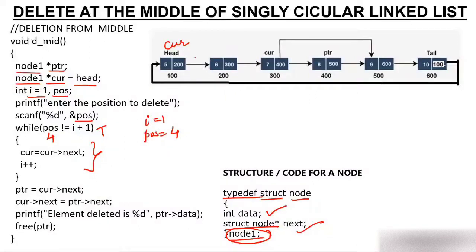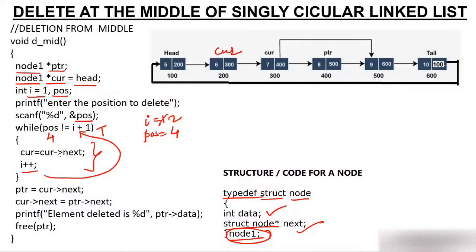Current will have current next. What is current next? 200. So current will move from this place to this place. Fine. Okay, I'll increment I, it will become 2. I'll again go and check the while loop. Position is fixed at 4. Is 4 not equal to now I, which is 2, plus 1? Yes, 4 is not equal to 3.